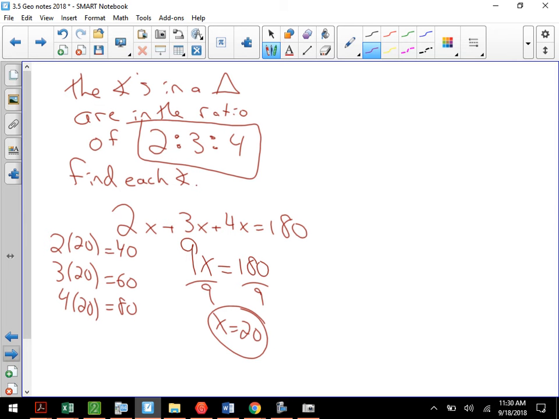So just remember, anytime you see something with a ratio, more often than not they're talking about some common multiplier. It's just a matter of using some vocab, whether it's supplementary, complementary, something along those lines. And that's what it looks like.